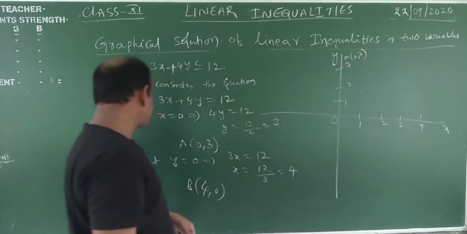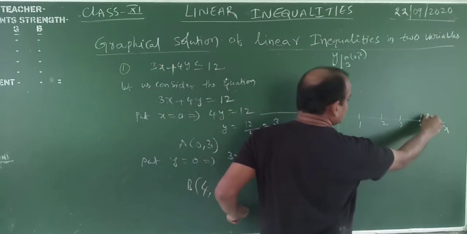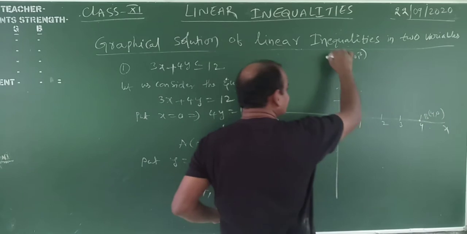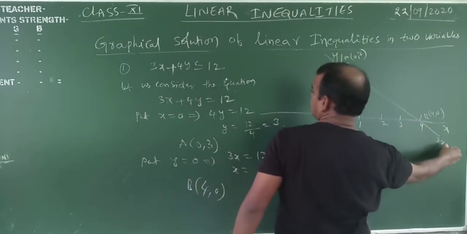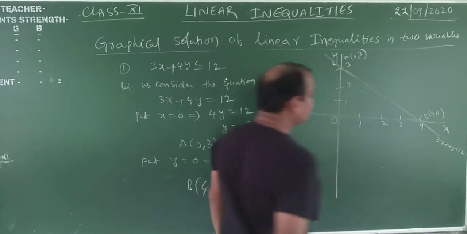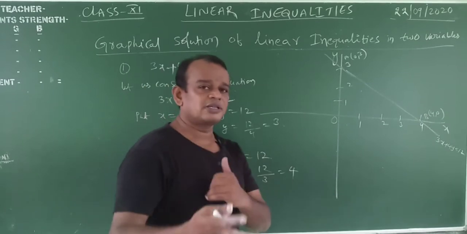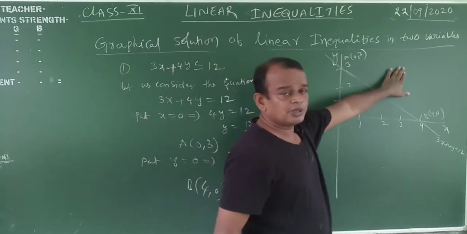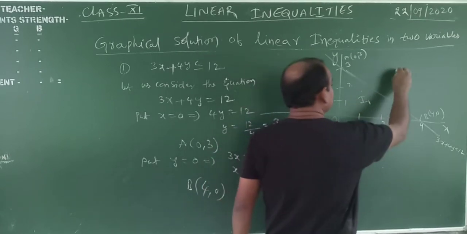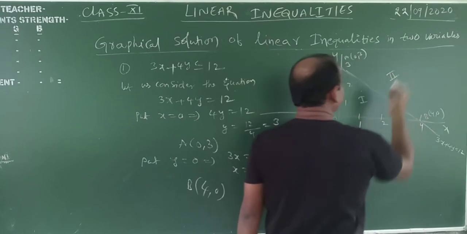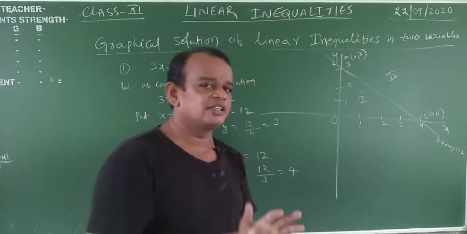Yes. Next, what about B? 4 comma 0. This point is B, 4 comma 0. Now joining these points, this is the line. What is the line? 3x plus 4y is equal to 12. Whenever we draw the graph, the region is divided into two parts. This is one part, this is the another half part. This is region 1, this is region 2. Below the line it is called region 1, above the line that is called region 2.